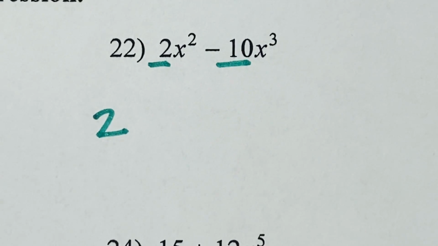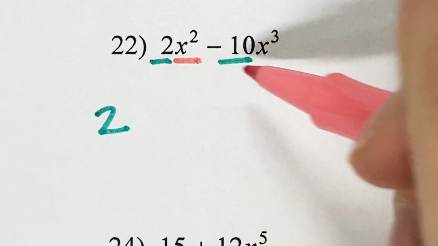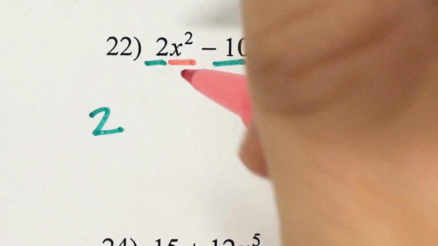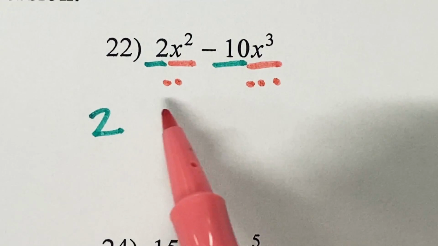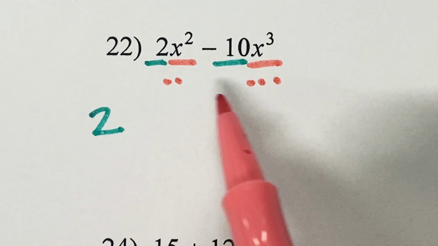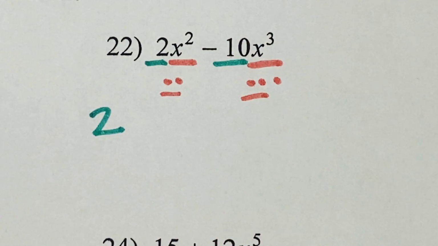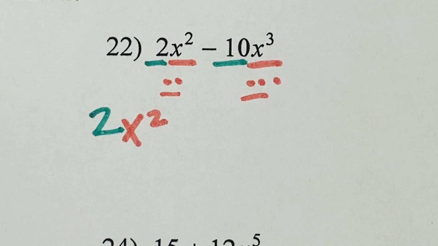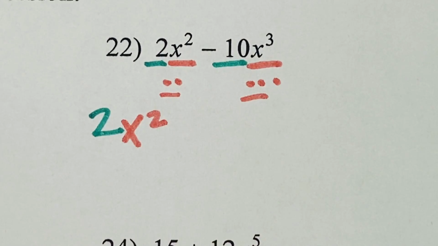Now we need to look at the variables. I have 2 x's right here. I have 3 x's right here. If I have 1, 2, this one has 1, 2, 3. How many do they both at least have? They both at least have 2. So we know we can factor out 2 x's, or x squared. Since they both have at least 2 x's, we can take those out.